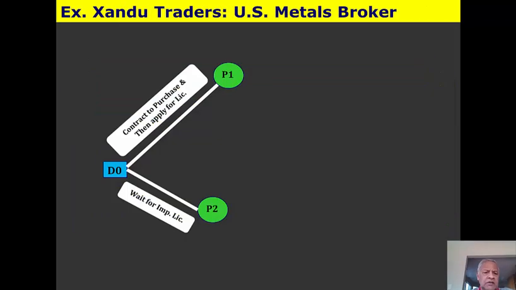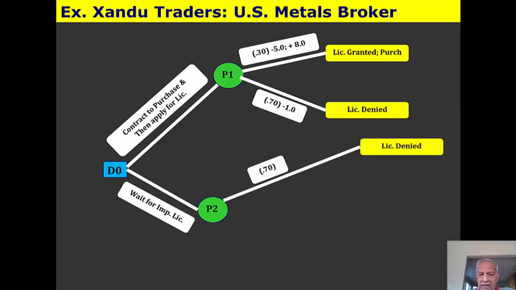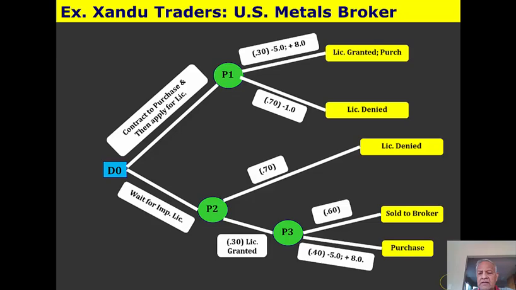So here's the decision tree. George Zando can contract to purchase and then apply for the license, or he could wait for the import license before he places the purchase order. Of course, if he contracts to purchase, there's a chance the license would be denied. Likewise, if you wait for the import license, there is a chance that the license would be denied. Now, even if the license is granted, there is a probability that this contract might be sold to another broker, and George Zando would not have the opportunity to purchase this consignment. What should George Zando do?